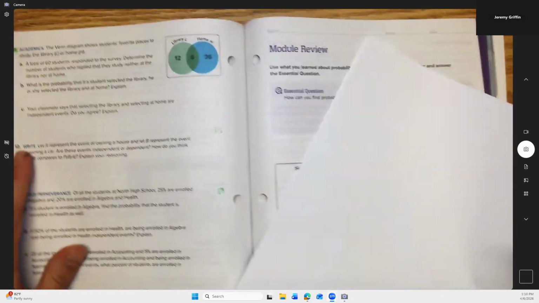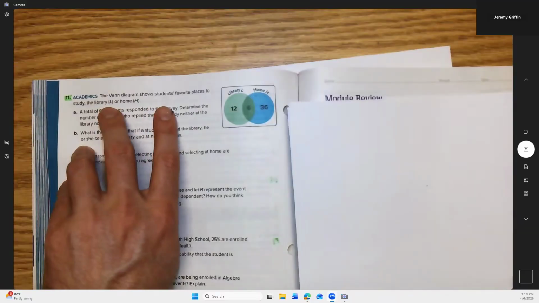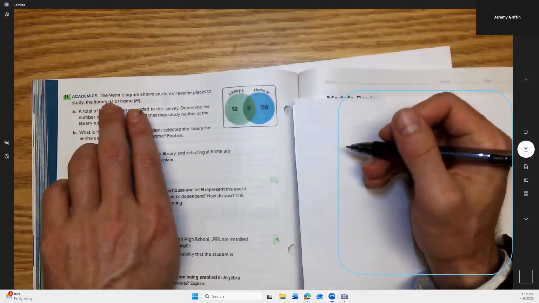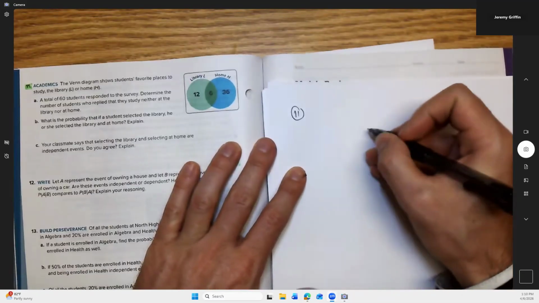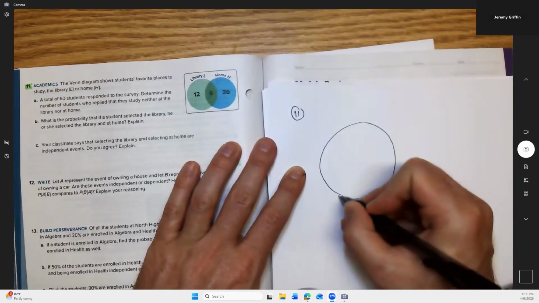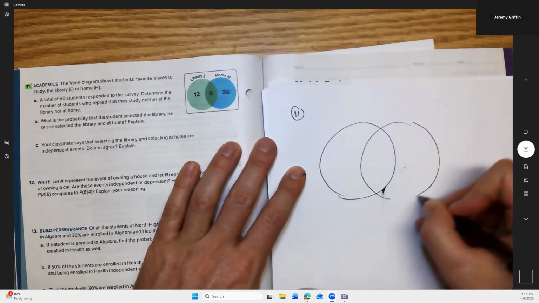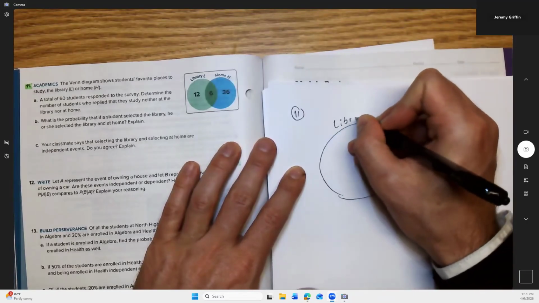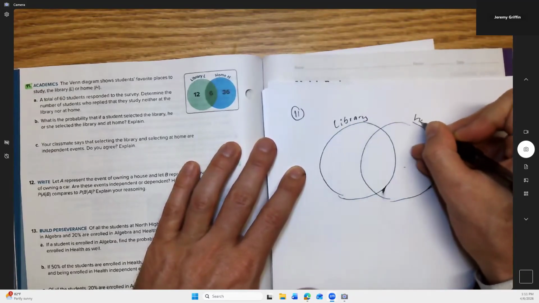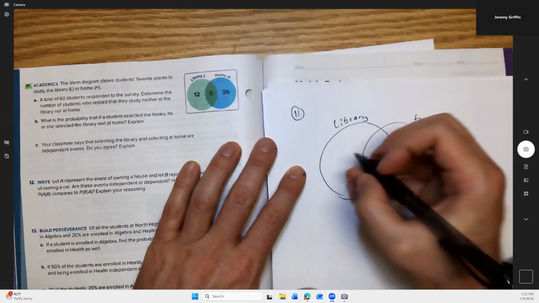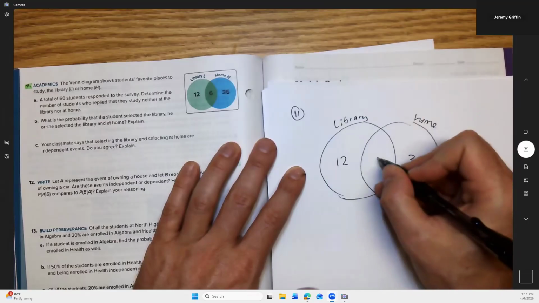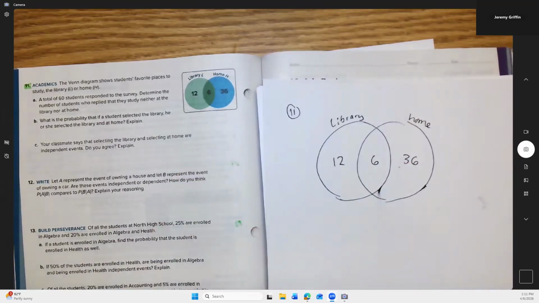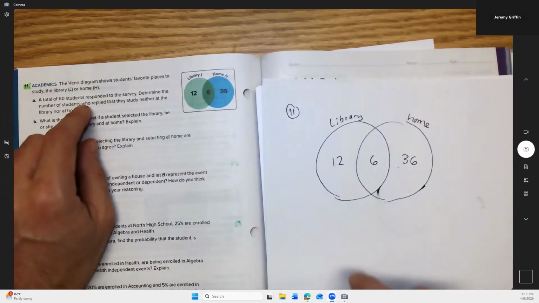Let's do one more here. Got a Venn diagram of students' favorite places to go. Got library or home. So number 11. All right, first, let's copy that diagram so we know what we're looking at. Where do you want to study? It looks like 12 students study strictly at the library, 36 strictly at home. And I got these 6 students that study some at the library, some at home. They're flexible.